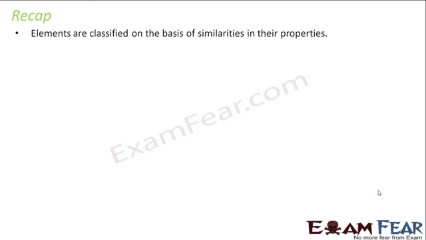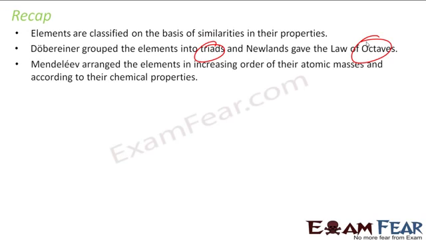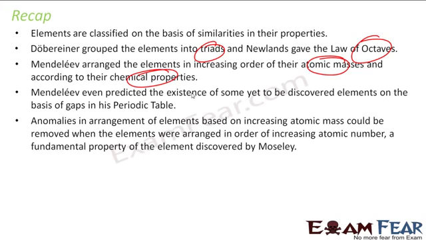Let's do a recap. Elements are classified on the basis of similarity in properties. Döbereiner grouped the elements into triads and Newlands into the law of octaves. Mendeleev arranged the elements in order of increasing atomic masses and also based on chemical properties. He predicted the existence of some elements which were not even known at that time. Some anomalies in the ordering by atomic masses were removed when Moseley proposed atomic number.